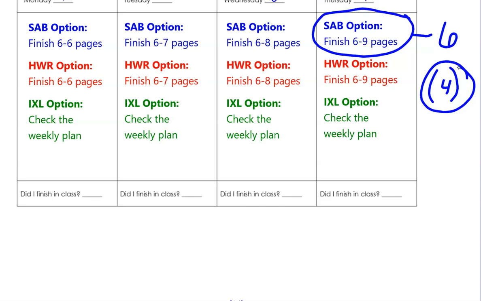So try out those problems. IXL is obviously fine, and homework and remembering is also fine, but I would really like for you to dive into that SAB pages, okay?